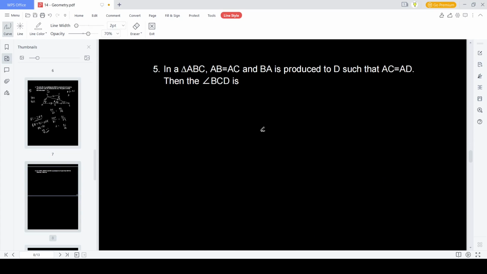In triangle ABC, AB equal to AC and BA is produced to D such that AC equal to AD. Okay. So we'll draw the triangle.